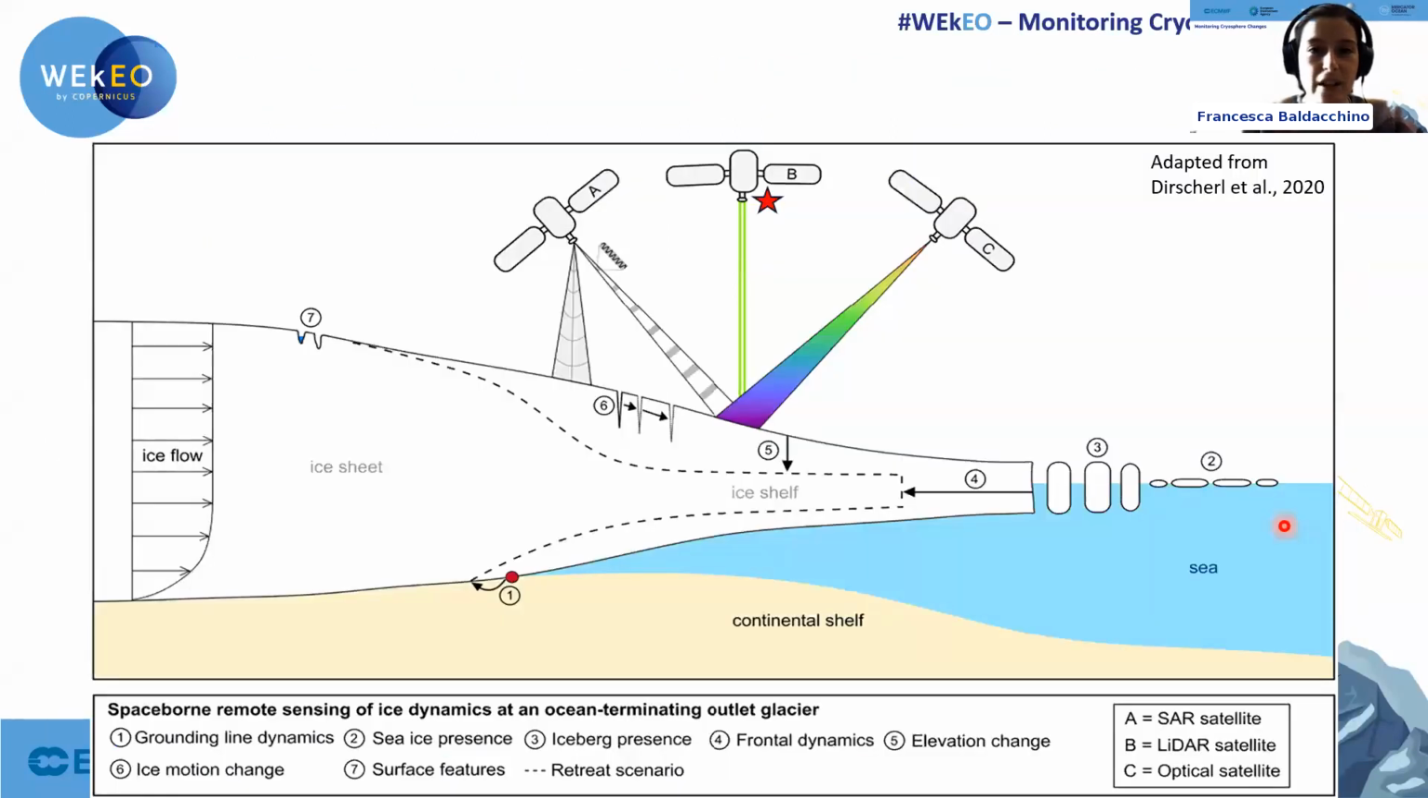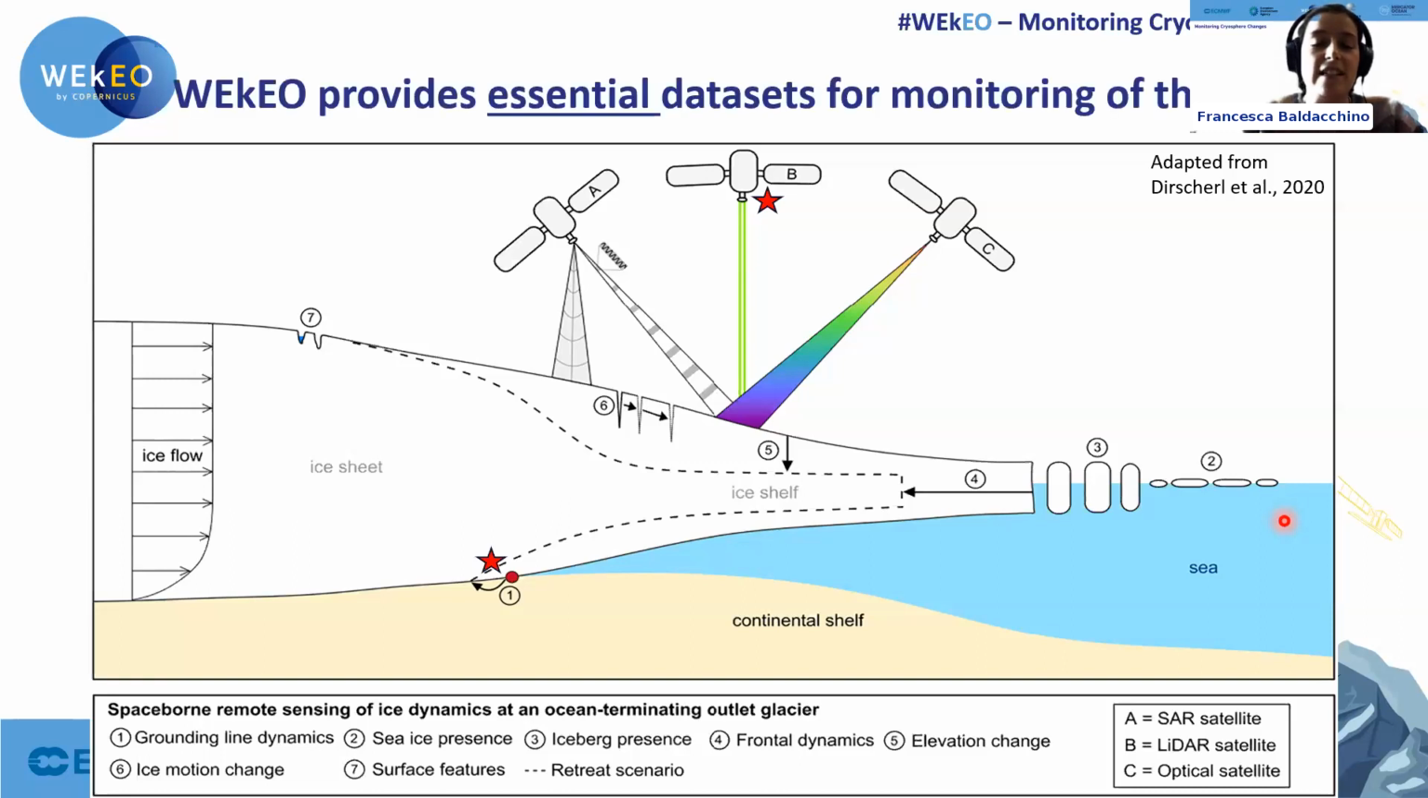So in conclusion, WEkEO provides a wide range of essential satellite data sets which can be used to monitor changes of the Antarctic ice sheet. Here's a nice little summary of what remote sensing data sets can be used to monitor changes of ice sheets. And the red stars highlight the only two missing points that I think WEkEO doesn't include. So as you can see, WEkEO includes everything else, which is fantastic. It includes ice motion change, sea ice presence. It can include surface features, frontal dynamics, elevation change. So this is really fantastic.